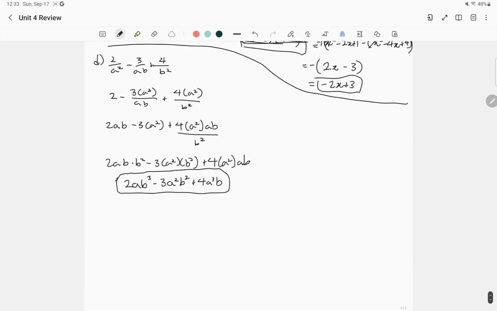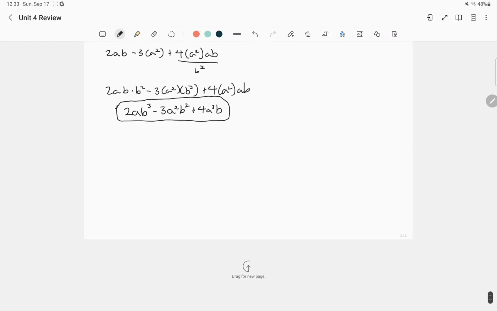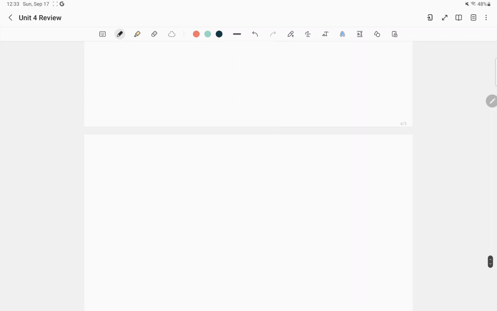Moving on to number 5. Number 5, I'm going to go to another page again. Simplify the expressions and state any undefined values of x. Okay, so this time we do need to state undefined values. So we have a, which is going to be 2x squared plus 3x plus 1 over x squared plus 2x minus 15, divided by x squared plus 6x plus 5 over 2x squared minus 7x plus 3.